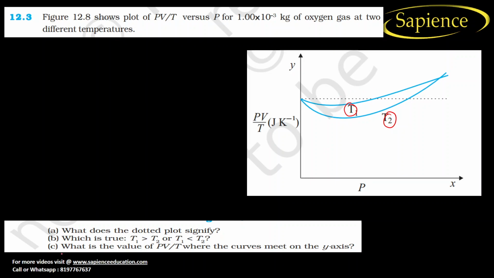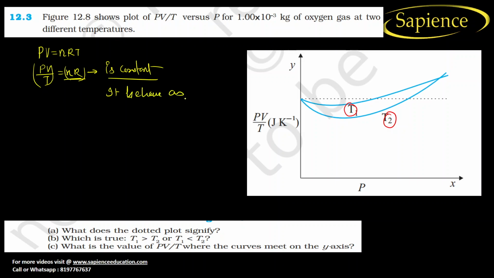Now what does the dotted plot signify? Before that, we need to understand the ideal condition, or the ideal gas equation. We know the ideal gas equation is PV equal to nRT. So when we put PV by T, this is equal to nR. For this graph of PV by T versus P, nR is constant. It means that it behaves as an ideal gas.